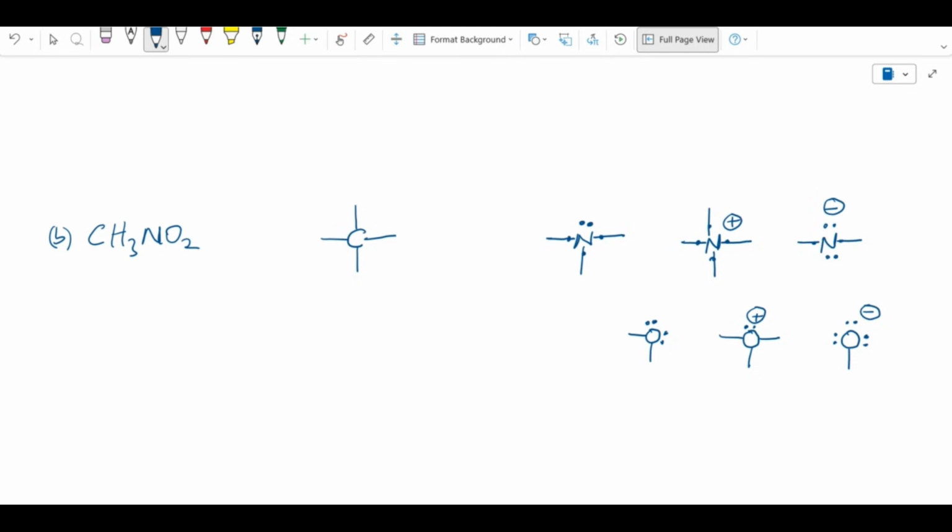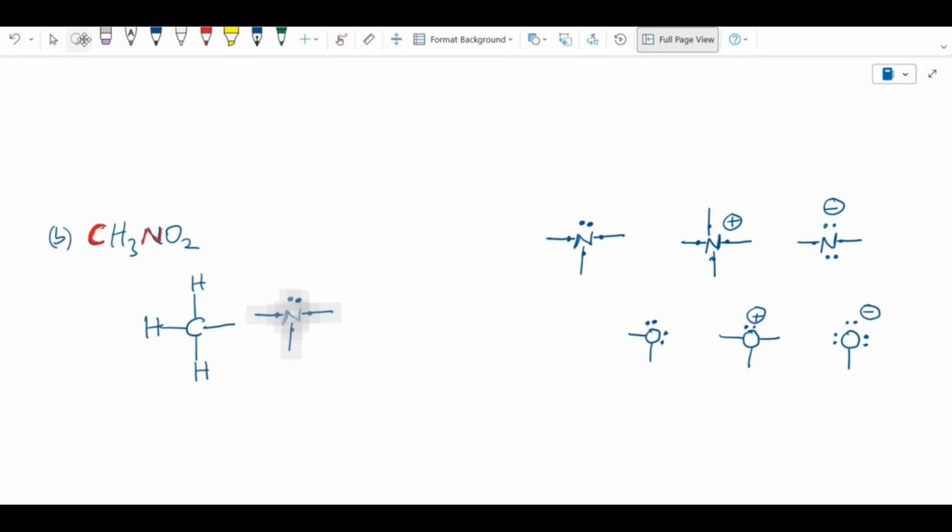Based on this, let's try to draw the Lewis structure for nitromethane. We have 1 carbon, and I can connect the carbon with nitrogen. So this is our central atom here. Those 3 hydrogens belong to the carbon, and the 2 oxygen atoms belong to the nitrogen, so they'll get attached to the nitrogen. Hydrogen, hydrogen, hydrogen, they belong to the carbon.